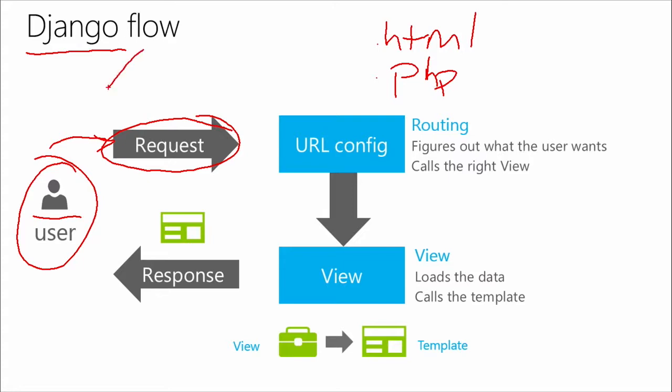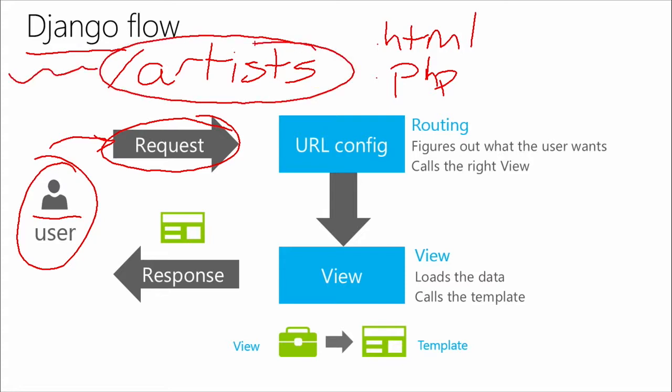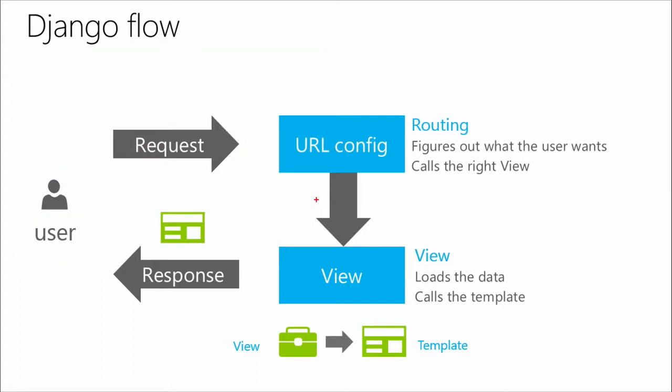So for example, maybe you want to see all of the artists. We're going to do a music store today. Maybe you want to see all the artists. So you type in whatever the leading URL is, and then /artists. Yeah, as opposed to artist.html. Exactly. And so the first problem that we have is, well, what in the world does /artists mean?